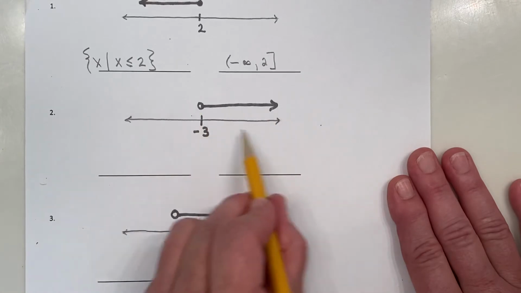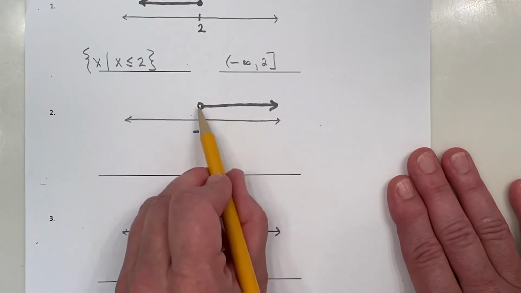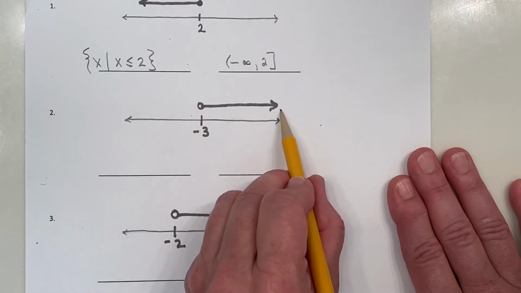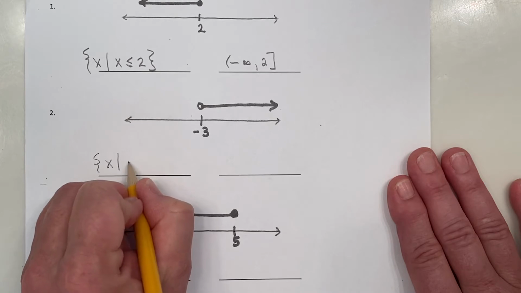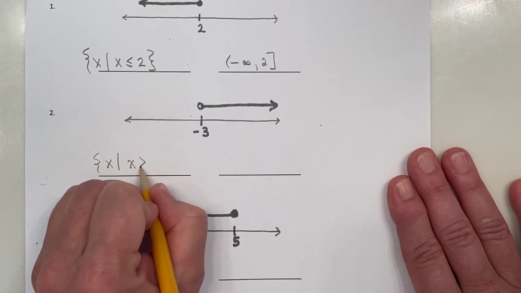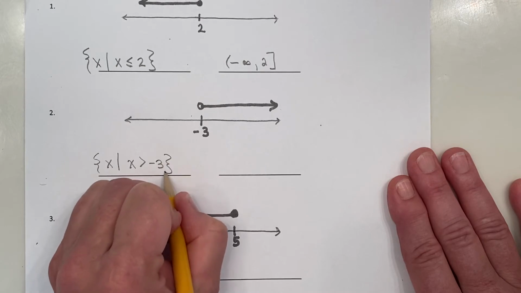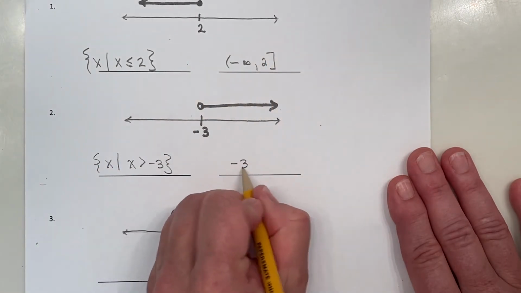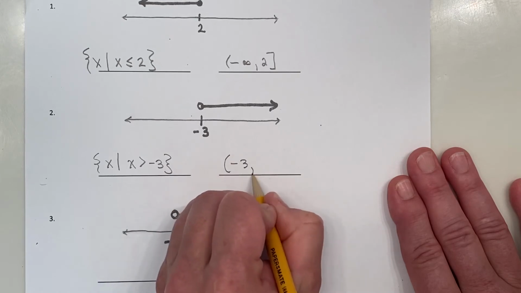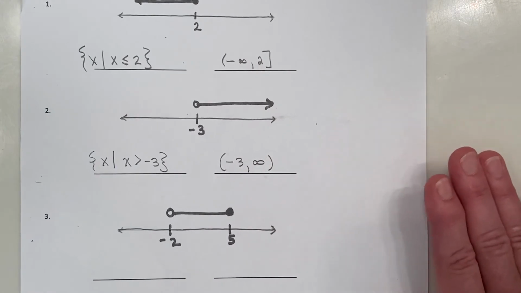All right, let's look at 2. Okay, it looks like this suggests that I'm interested in all x values that are greater than, but not including, negative 3. So in my brain, I go, okay, all x such that x has got to be greater than, bigger than, negative 3. So what does that look like in interval notation? Well, I start at negative 3, but I don't include it, parenthesis, comma, and the numbers run up until I go to positive infinity.